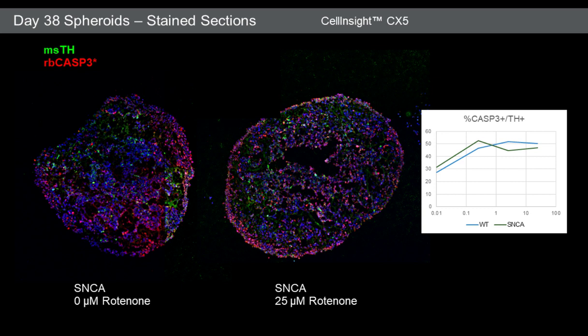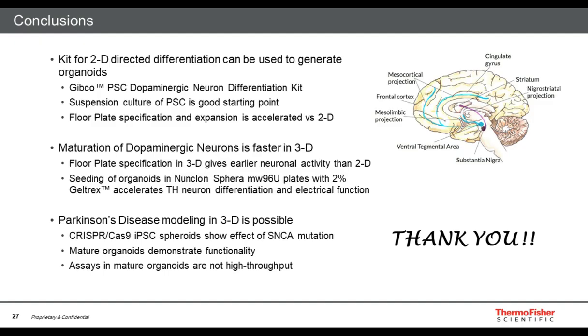If we look at the numbers of co-localized TH neurons with active caspase-3, out of cryosections we can start to get decent numbers, but the high background again is making curve fitting difficult. So that's where we are to date. I just want to run through a few conclusions from this work.